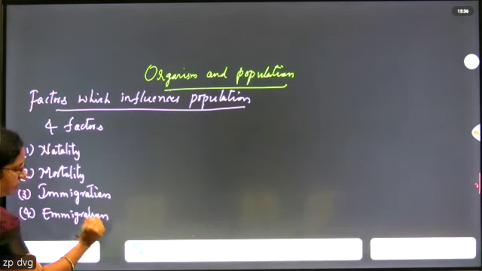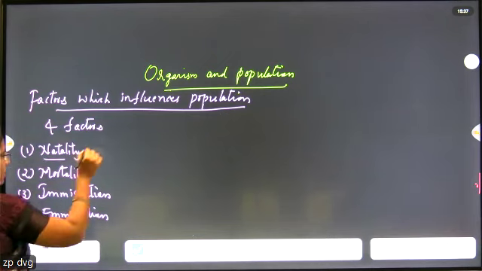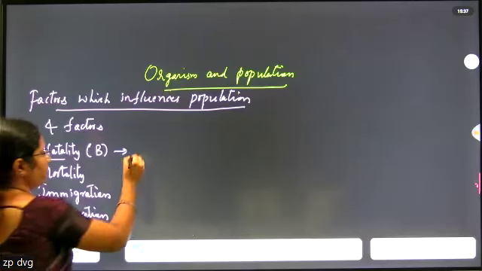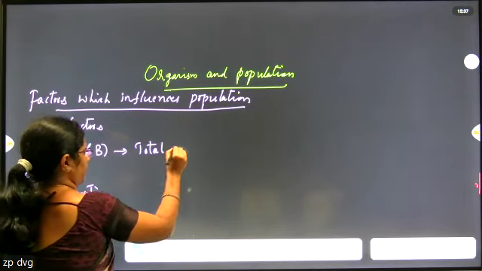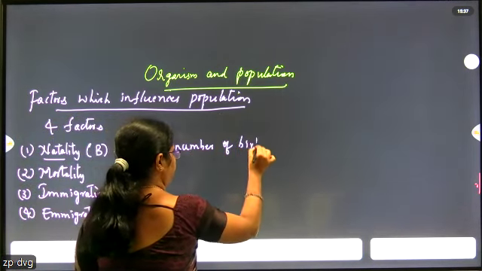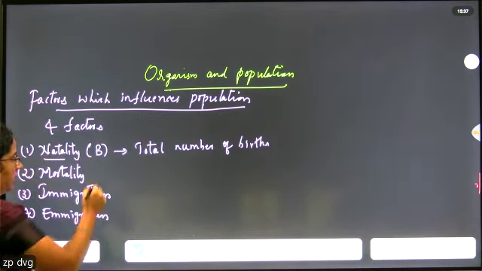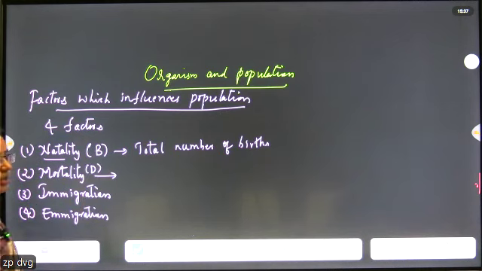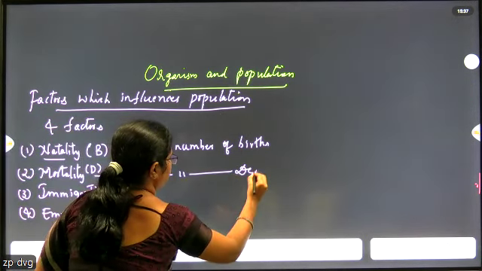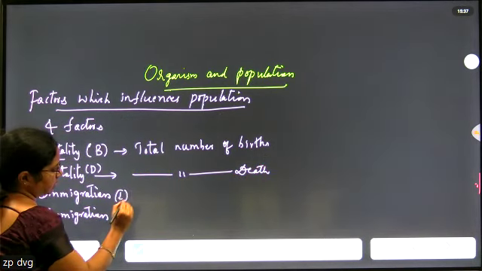How these four factors affect the population is the next question. Natality is birth rate. We can represent that by the letter B. Total number of births per unit area per unit time is called natality. Mortality is denoted as D, and total number of deaths is called mortality, and immigration is represented as I.